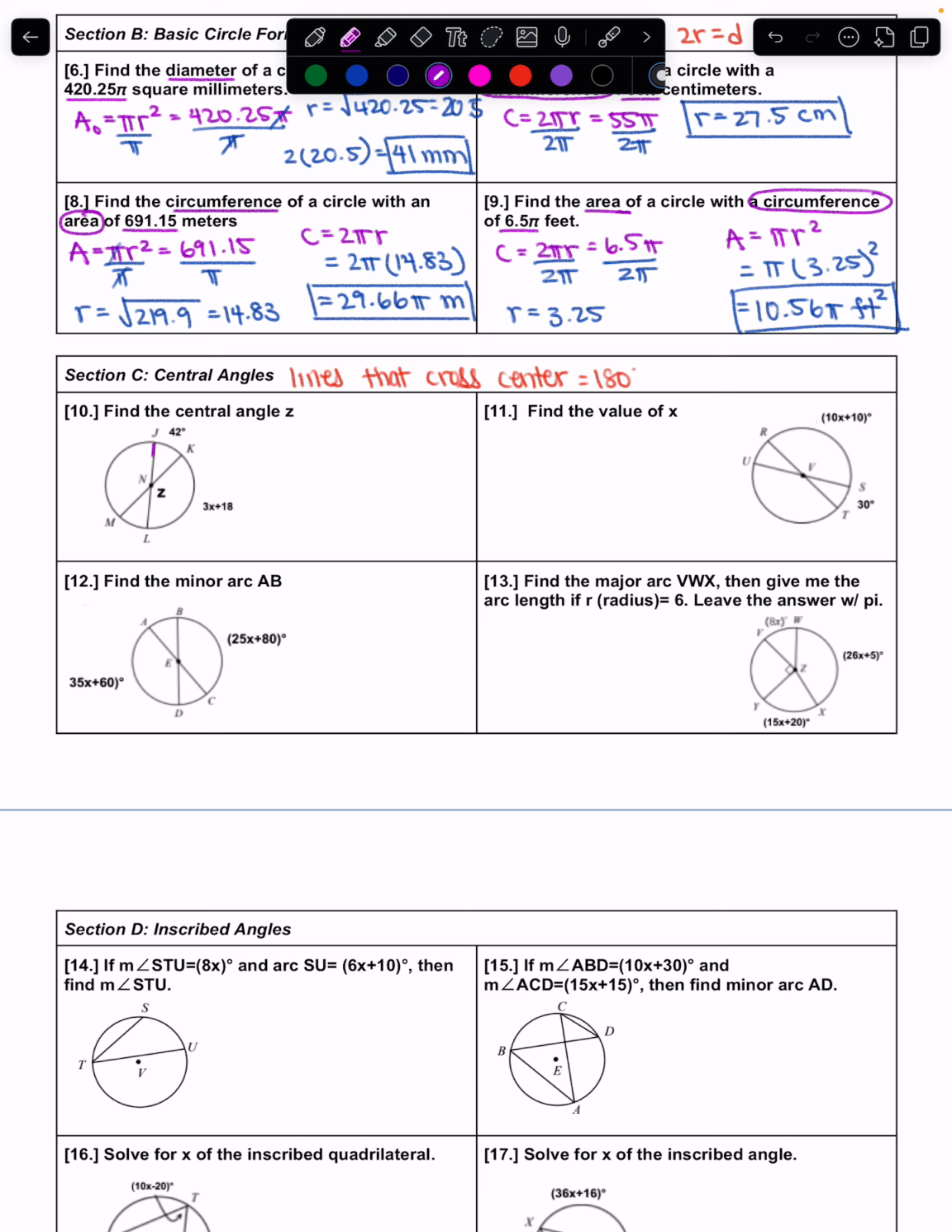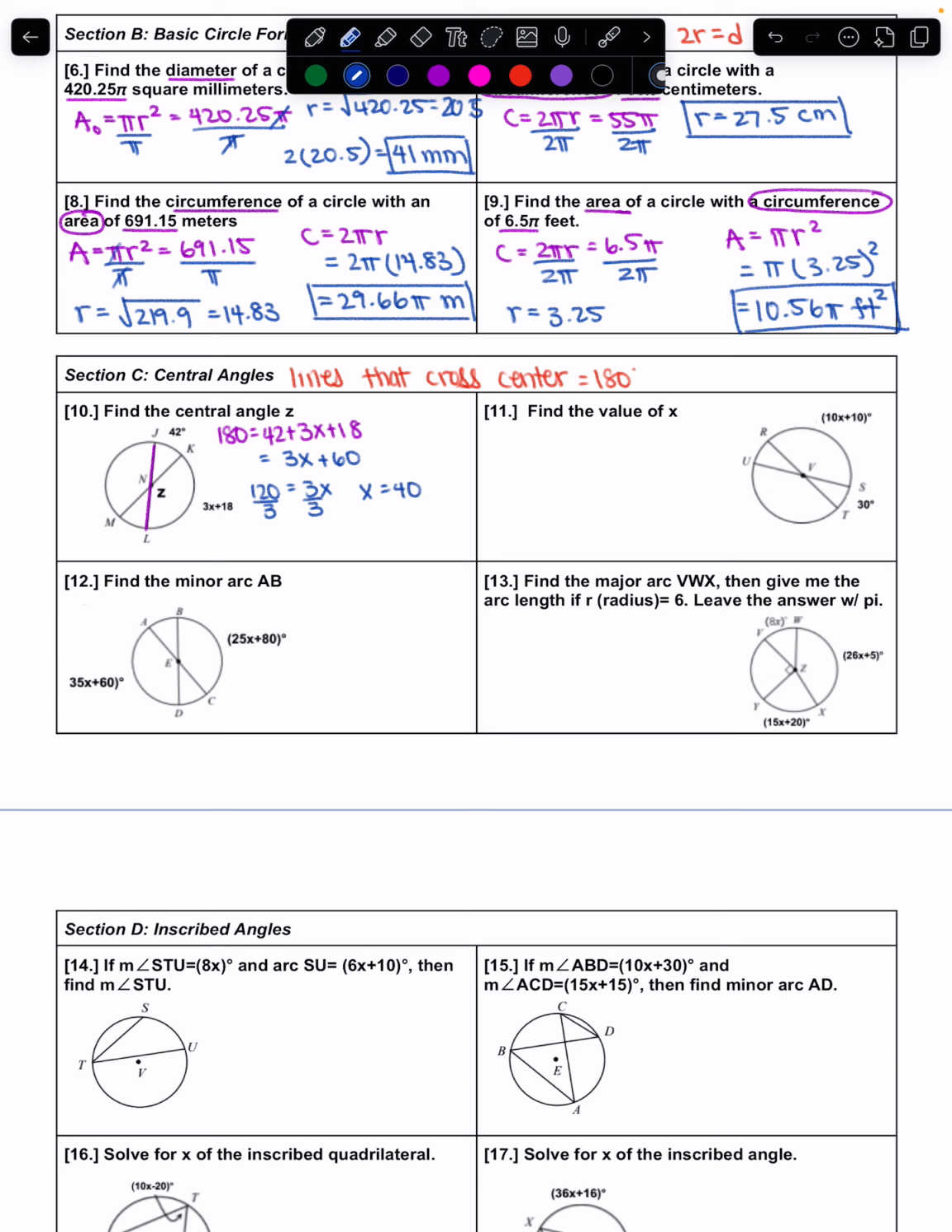So here we have the straight line, okay, right there. So this 42 along with the Z makes 180 degrees. So let's go ahead and write 180 is equal to 42 plus 3x plus 18. Okay, so when we combine like terms, we get 3x plus 60. And then I want to move that 60 over to the other side. So I'm going to get 120 is equal to 3x. Divide both sides by 3. We get x equals 40.